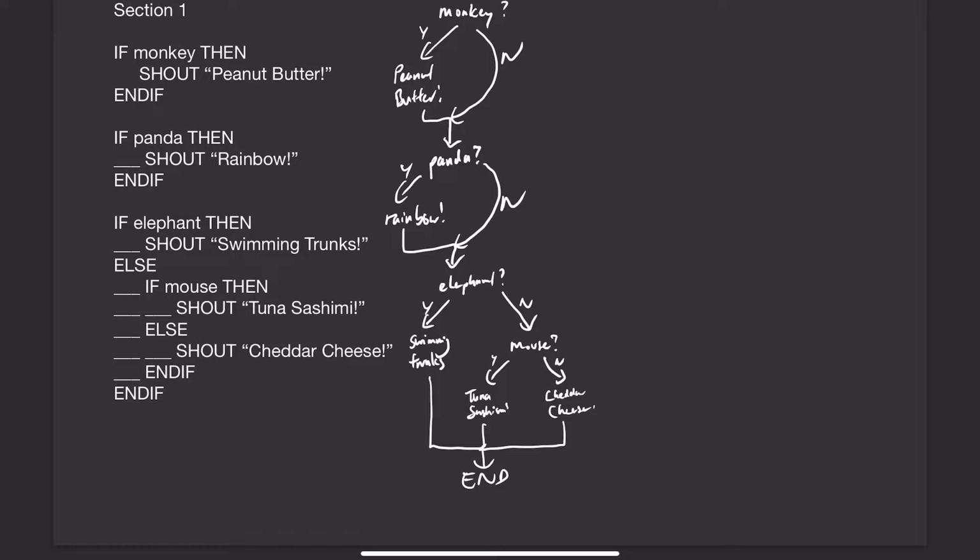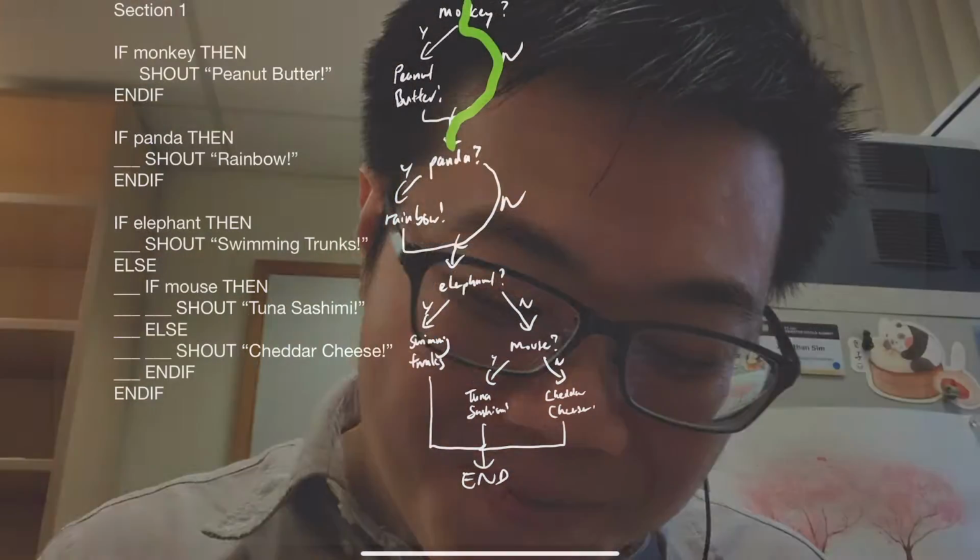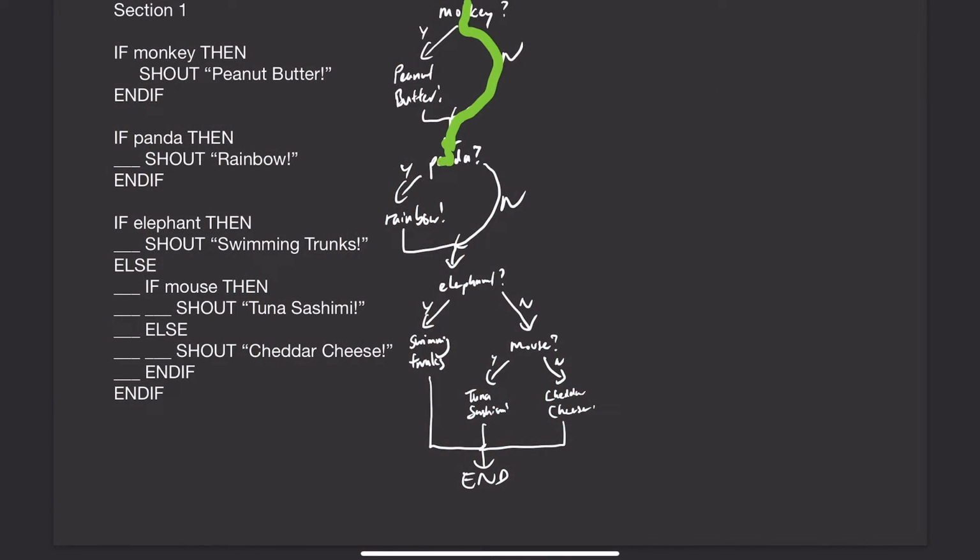Okay, let's look at the algorithm, alright? Do you see a monkey? No monkey at all. Okay, so in which case, we will do absolutely nothing. Okay, then the next conditional asks, is there a panda? Yes, there is a panda. Okay, so what do we do? We go down the panda path and we shout rainbow.